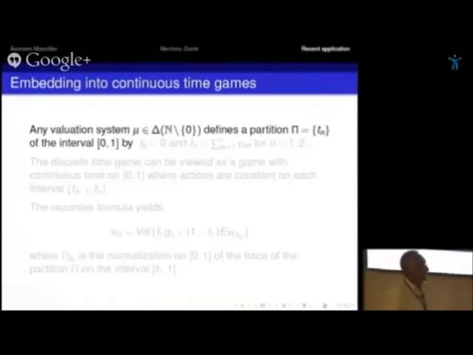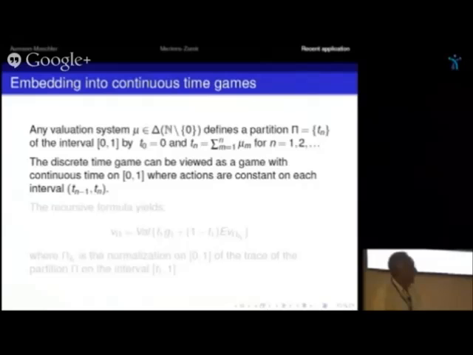The idea is that a valuation, which is a probability distribution over the positive integers, defines a partition on [0, 1]. It's defined in the natural way: T0 is 0, and Tn is the sum of the mu's up to that place. Now, this discrete game can be viewed as a game with continuous time on [0, 1], where the actions are constant on each of the intervals.